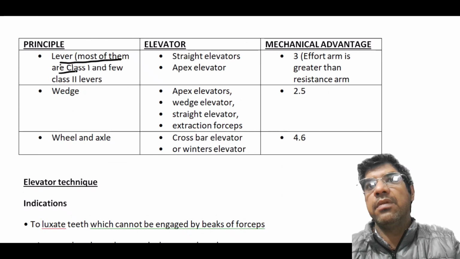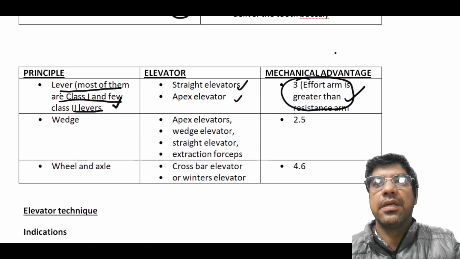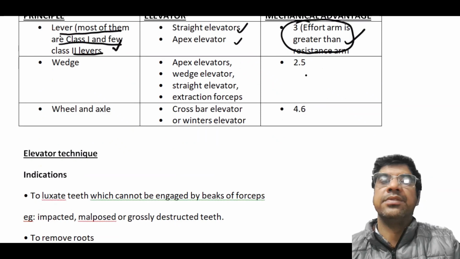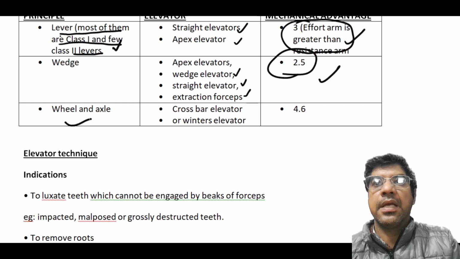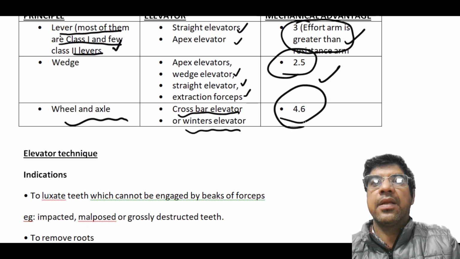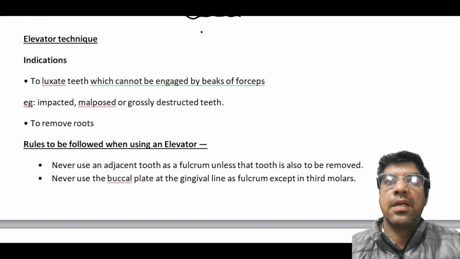The lever principle, we know that most of them are class 1 and few are class 2 lever. The elevators that use lever principle are the straight elevator and apex elevator, and the mechanical advantage is 3 here. The effort arm should be greater than the resistance arm. For the wedge principle, the working elevators are the extraction forceps, straight elevators, and wedge elevators, and mechanical advantage is 2.5. For the wheel and axle, examples are the crossbar elevator or the Winter elevator, and mechanical advantage is 4.6.